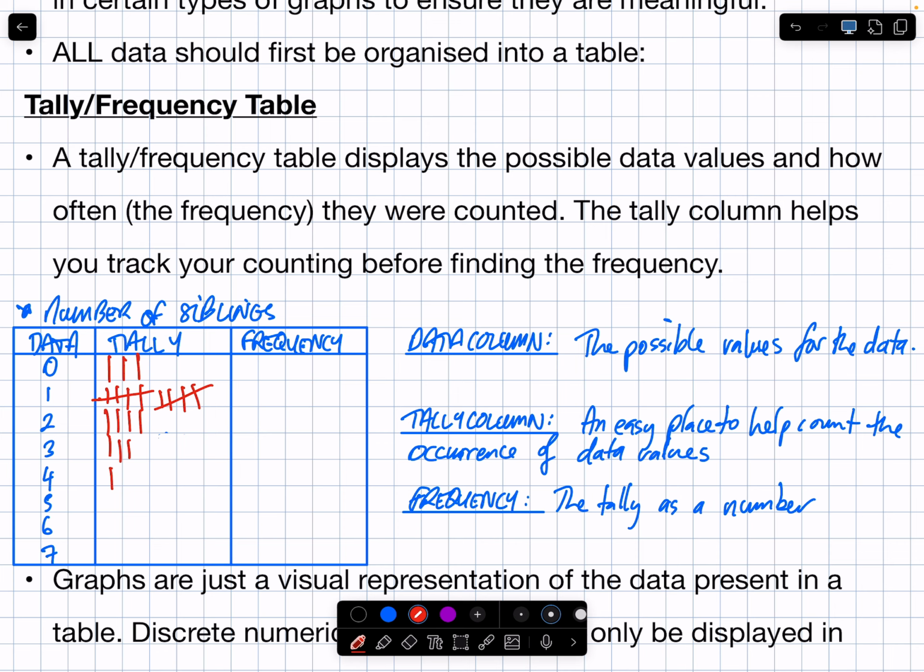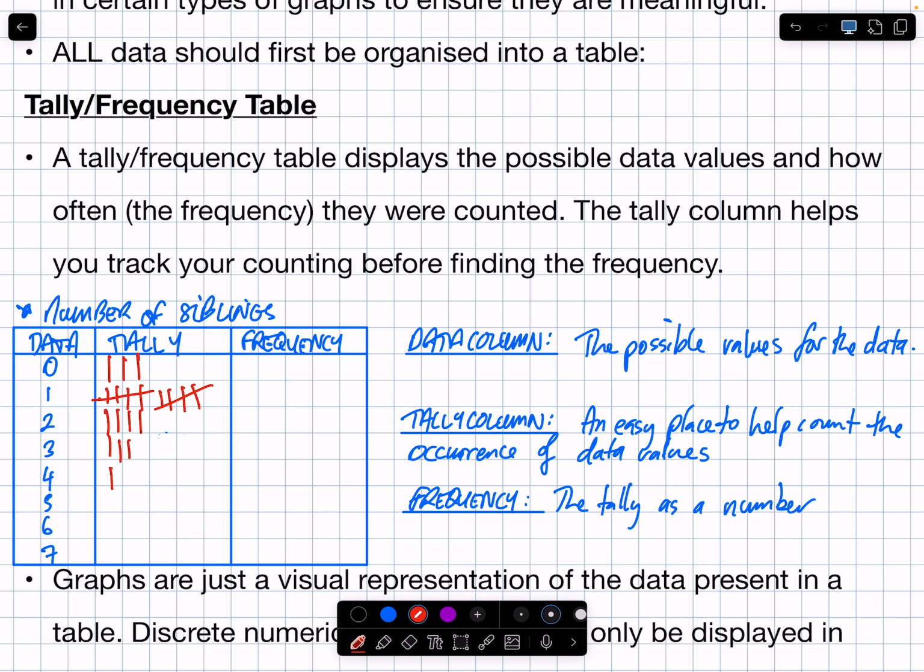Can you see what the purpose of the data column is? Does this show the possible options of how many siblings there were? What's the purpose of the tally? To represent how much of each. Why? Can't I just put that straight into the frequency? Not if I'm going through a whole class, I'll forget. So now I can fill in the frequency.